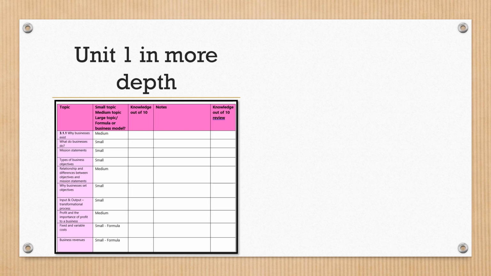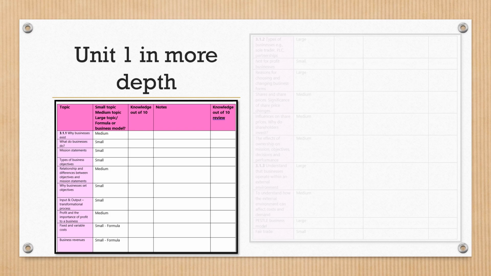Why do businesses exist? What do businesses do? You need to have an understanding of mission statements, the types of business objectives, relationships and differences between objectives and mission statements, and why businesses set objectives. You need to have an understanding of the input and output transformational process, profit and the importance of profit to a business, fixed and variable costs. Important to note that that's a small topic, but it does have a formula with it, so that's important to note. Business revenues is another one as well that you need to understand.